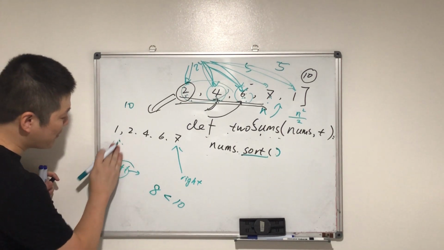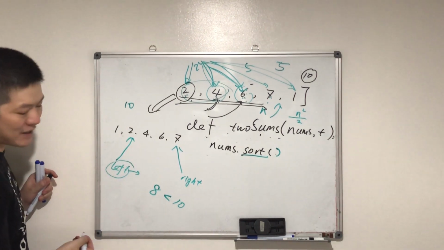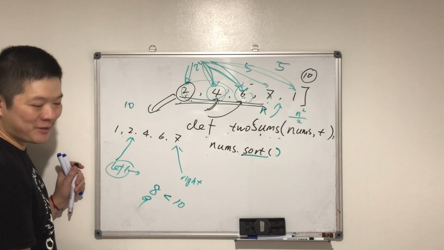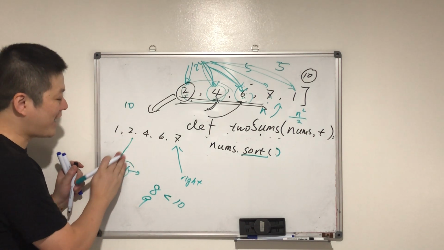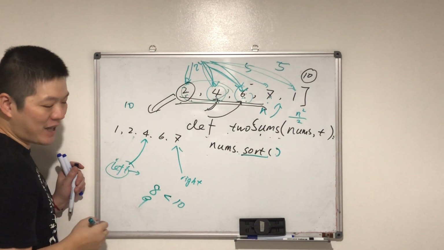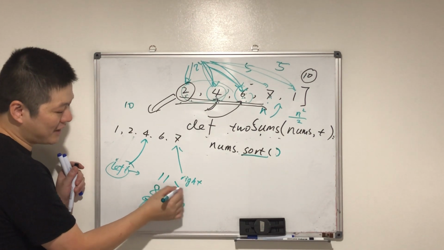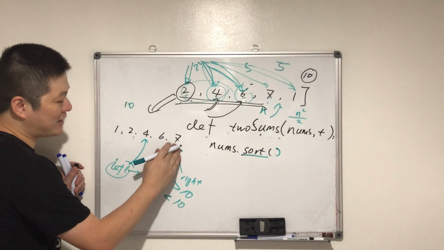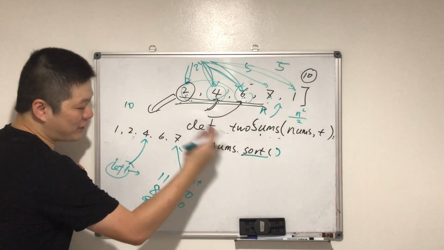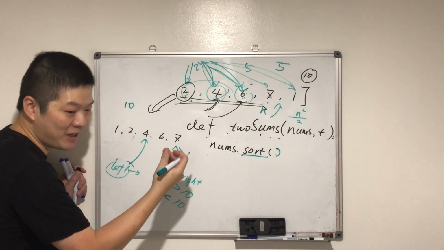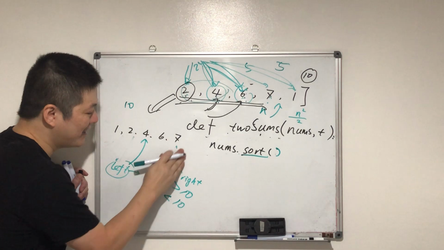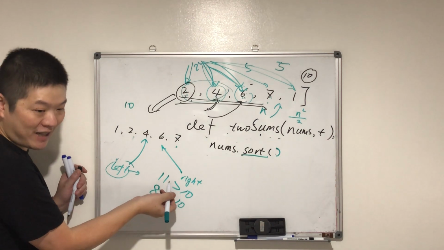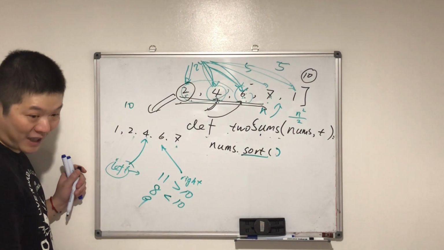Ryan, do you get it? Okay, so now we're moving to the right. What's the sum? 9. Is 9 smaller than 10? Yes. So what do we do? Move it again. So 4 plus 7, 11. 11 is bigger than 10, so what do we do? Move the right to the left, because if you move to the right, the sum will become bigger, and we want to reduce it. And now 4 plus 6? 10. We got it. We found the answer, so now return true.